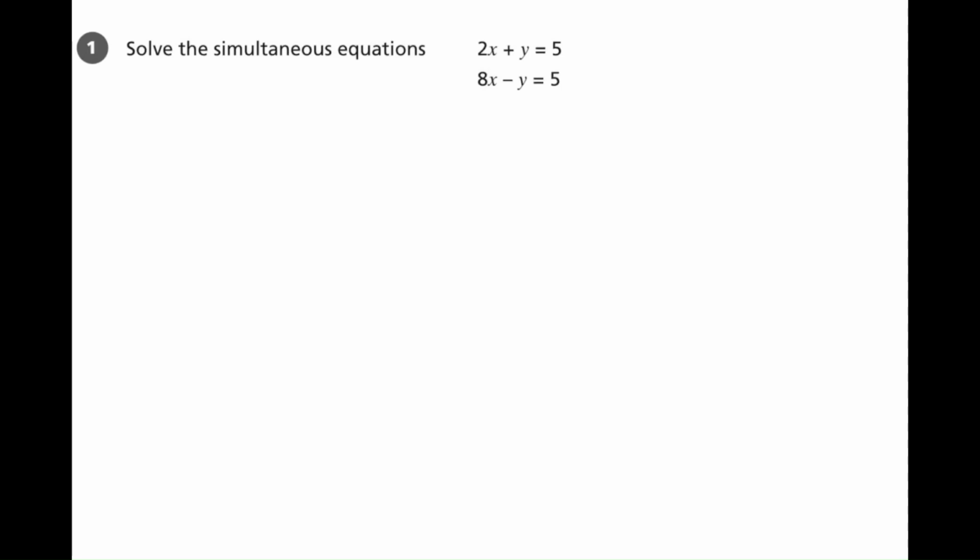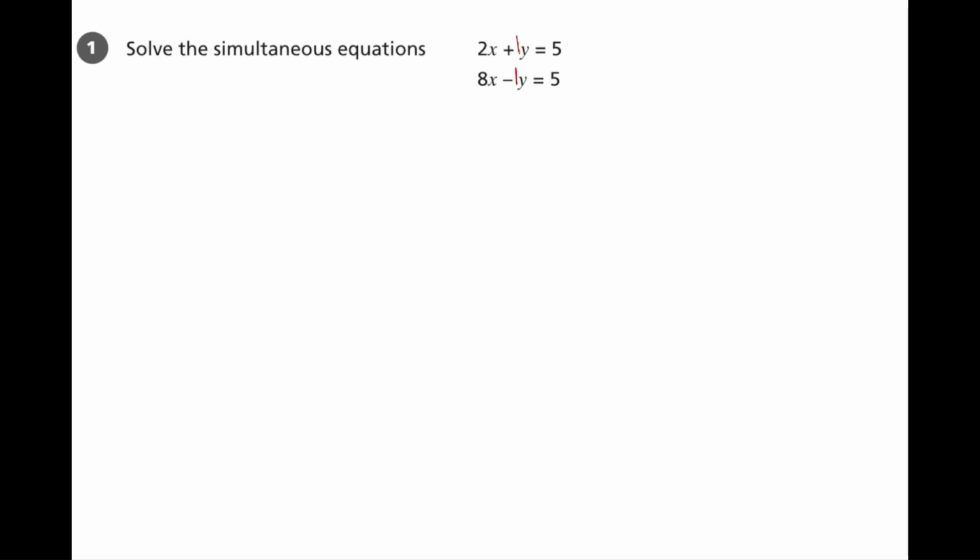In this question, we're trying to solve simultaneous equations. To begin with, we look at both equations and see if we have the same letter with the same number in front of it. So we have plus y, which means plus 1y, and we have minus y, which means minus 1y. So effectively, we do have the number 1 in front of the y's. This means we do not have to multiply both equations to begin with. So we will be able to add or subtract.